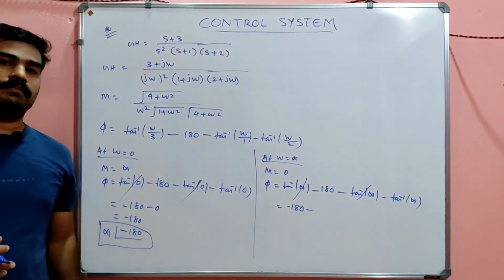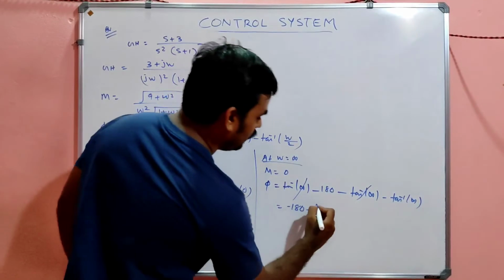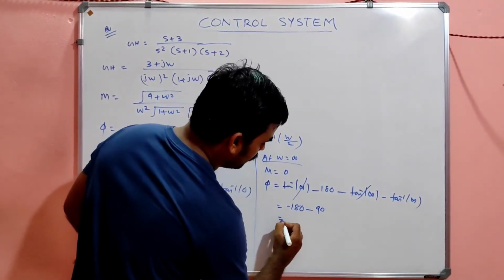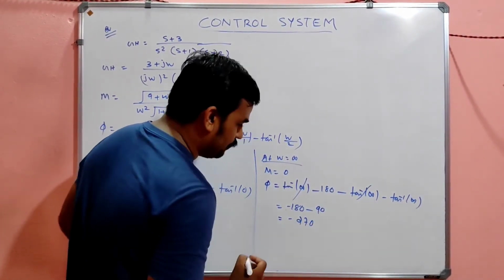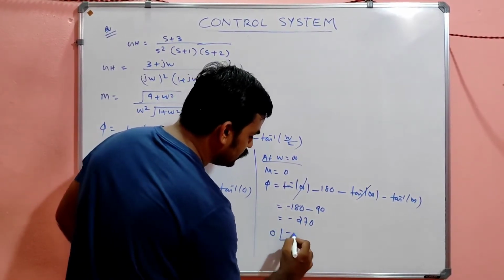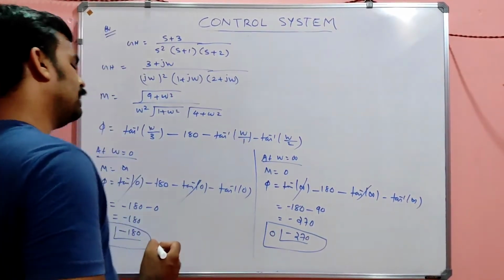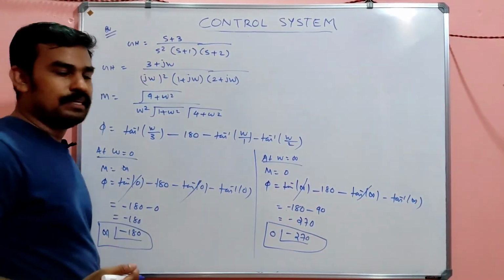Tan inverse infinity, 1 by 0 should come. So sin 90 by cos 90. So definitely 90 will be the angle. So it will become minus 270. So the magnitude versus angle representation will be 0 angle minus 270. So this will be the consideration at omega to infinity.